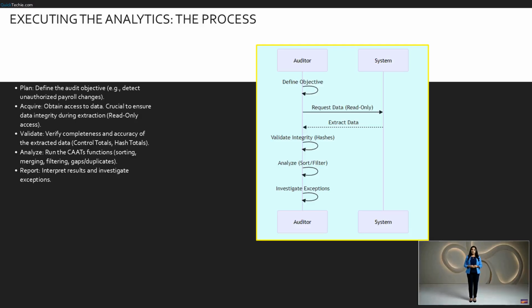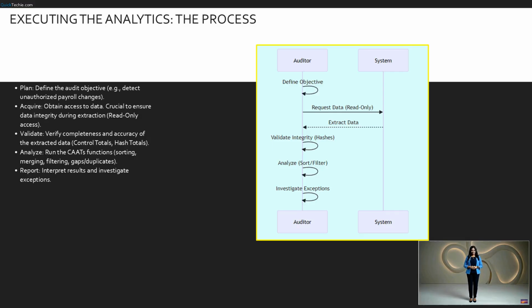How do we actually run an analytics procedure? It's not just running a script. First, plan. What question are you answering? Next, acquire. Get the data, but ensure you have read-only access so you don't accidentally change live data. Then validate. Prove the data you got is the data that exists. Use control totals. Only then do you analyze, sort, filter, check for duplicates. Finally, report. Data doesn't speak for itself. You must interpret the anomalies.